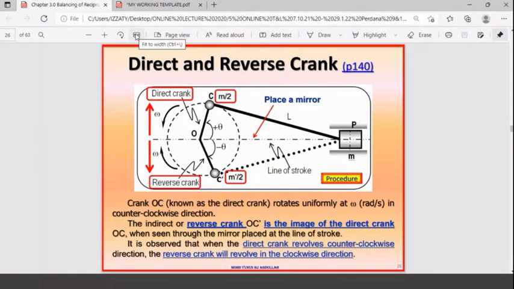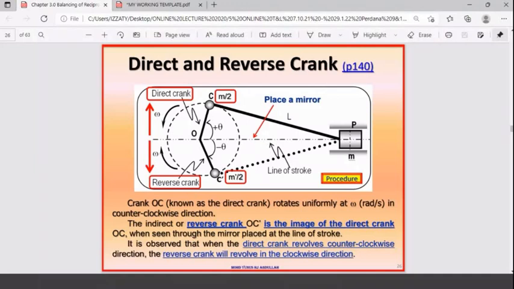So what is the image? It simply means that it will reflect at 180 degrees when you put a mirror along the line of stroke. You put a mirror here. This is the M now, and it will be reflected here. But when you have an M here, it is no longer M. It becomes half M because you have two cranks. One will be the actual one, the other one will be the virtual one. So this is how we are going to apply direct and reverse crank.